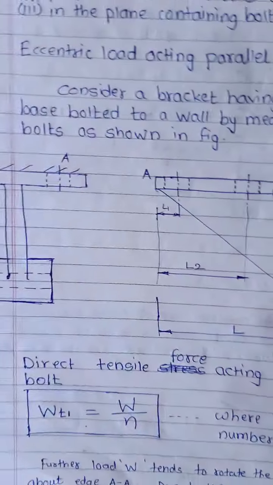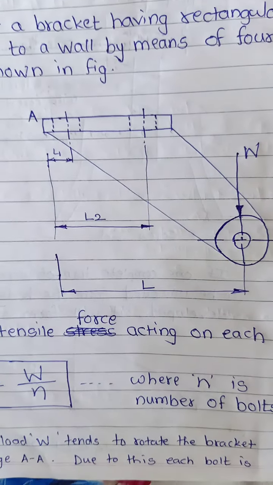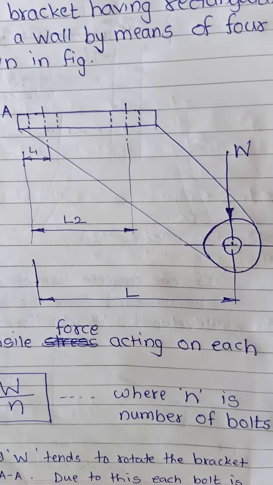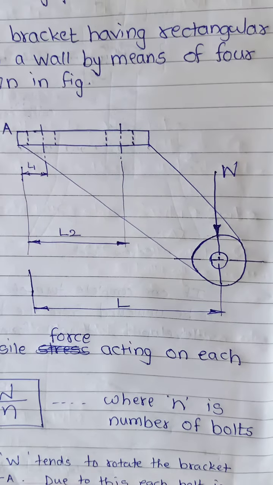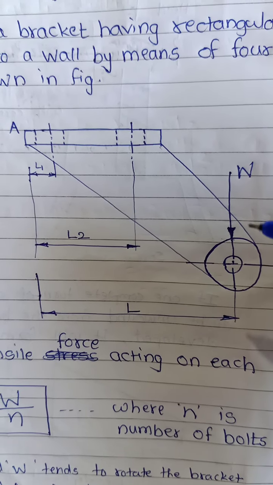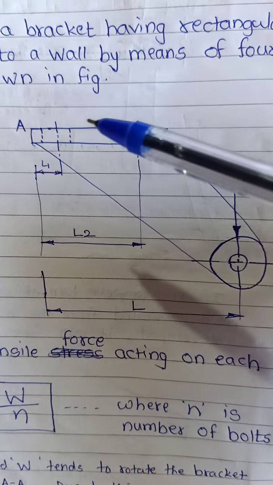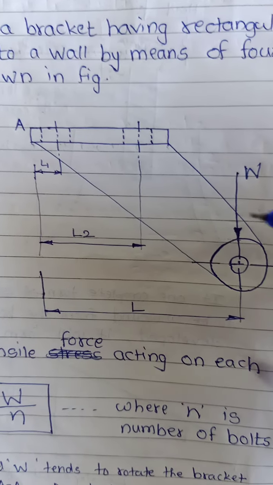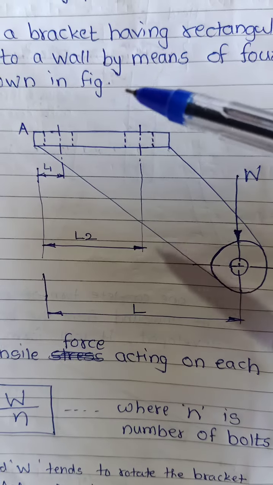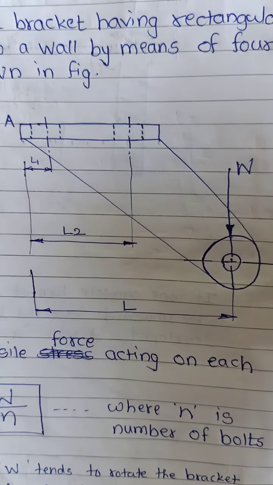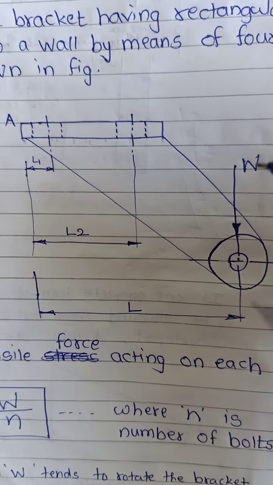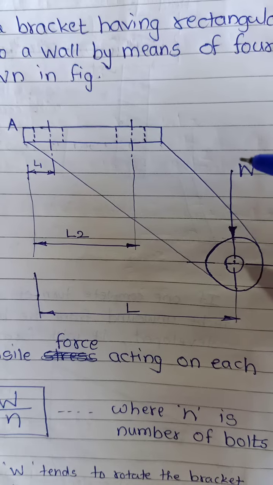Now when load is acting parallel to the axis of bolt, one thing is clear: there will be a direct tensile force acting on each of these 4 bolts. So what will be that direct tensile load? See, this load is going to pull the bolts. So each bolt will share equal load from this W.